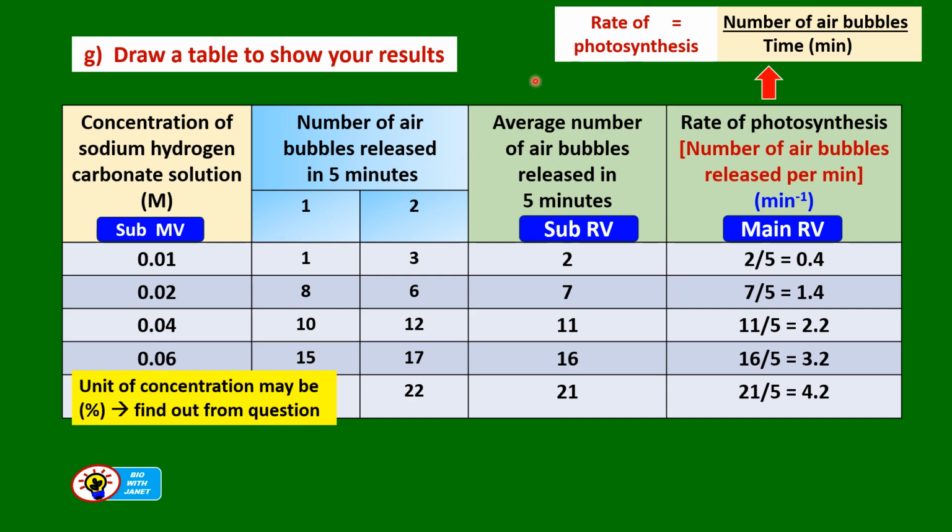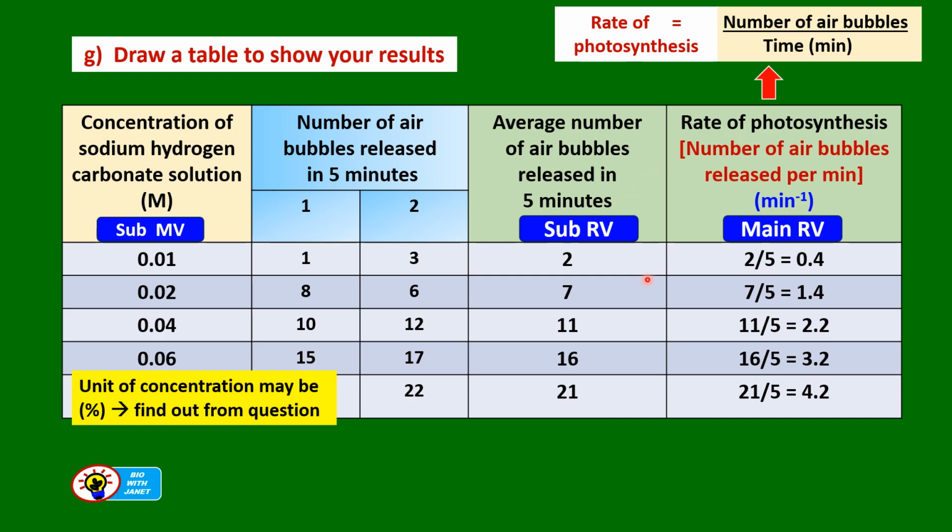So now we come to the drawing of the table of results. Follow the instructions given in the question paper. They will probably tell you what the titles are. So don't forget the units. The titles could be concentration of sodium hydrogen carbonate solution as the sub MV, number of air bubbles released in 5 minutes, this is the sub RV, and then the average number of air bubbles released in 5 minutes, and they may ask you to calculate the rate of photosynthesis.